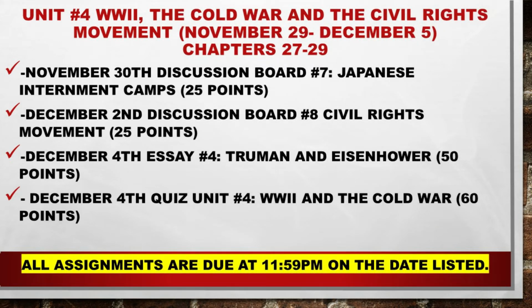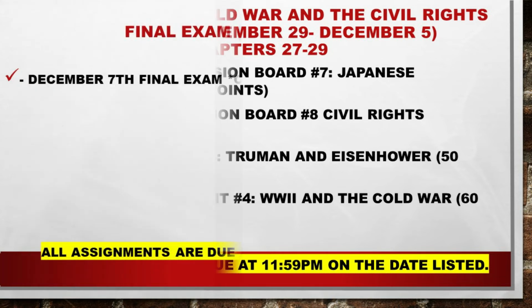Finally, we're moving on to our last unit, Unit number 4, which deals with the topic of World War II, the Cold War, and the Civil Rights Movement. We've got a discussion board on Japanese internment camps, a discussion board on the Civil Rights Movement, an essay dealing with Truman and Eisenhower, and finally we're finishing off with our quiz on World War II and the Cold War. That quiz is going to focus on the content from chapters 27, 28, and 29. And of course, make sure you review the PowerPoint from the publisher to prepare for that final quiz.